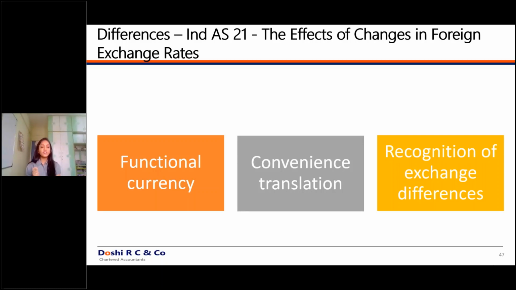Functional currency means the currency which is of the most importance, of the most prominence, to the entity. The standard has given various conditions based on which you have to decide the functional currency. This is one concept which is new under the standard.